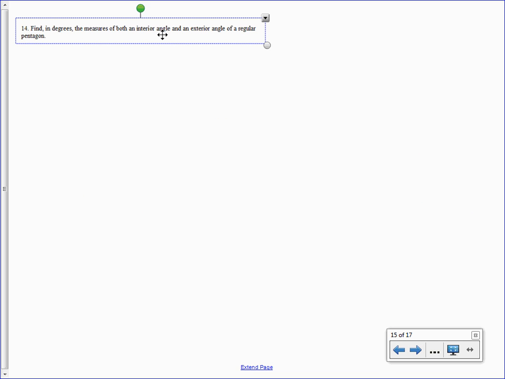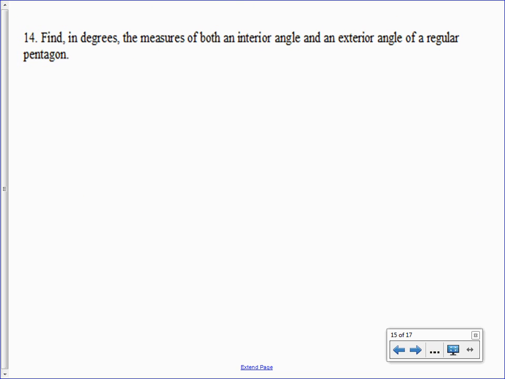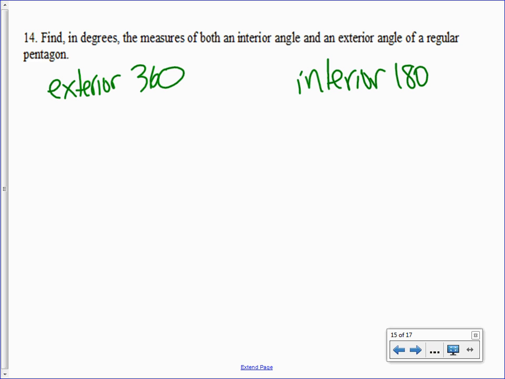Find in degrees the measure of both an interior and an exterior angle of a regular pentagon. Well, I know with my sum that exterior angles add to 360, and for interior I use 180 times n minus 2. Is it asking for the sum or just 1? It's just 1, so I divide by the number of angles. A pentagon has 5. That's 72.